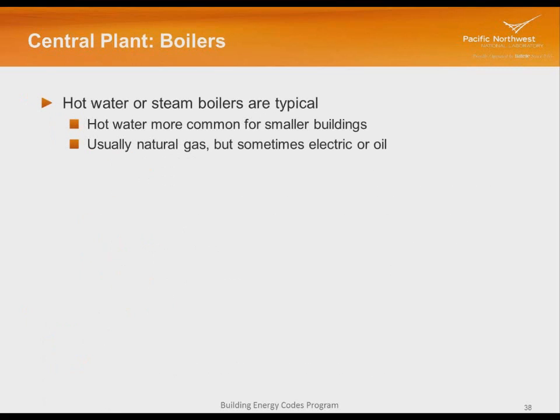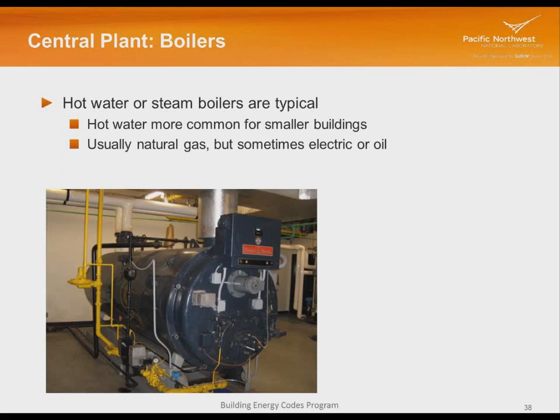So let's look at boilers in the central plant. Again, hot water or steam boilers are typical. Hot water for smaller buildings, although even larger buildings use hot water. It's usually natural gas or sometimes electric. Steam might be more common on a college campus or a very large building like a hospital. A boiler looks like this. It's got the gas coming into it. You can see that gas pipe painted yellow down at the bottom. There's water coming in and out of it, so we've got heating water return and heating water supply that are connected to the boiler. There's flue gas.